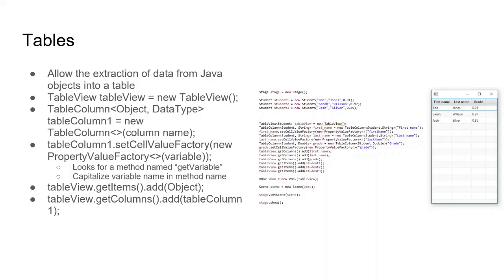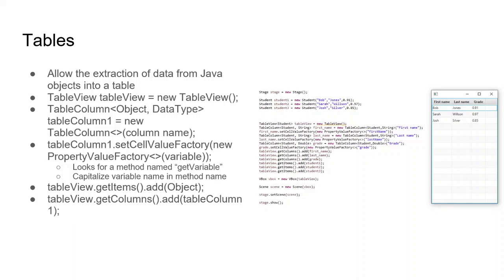So to create a table, first you want to create a table view object. Each table view object will contain multiple table columns, which are the labeled things that contain your data. Each table column is initialized with the object that it takes in, as well as the data type of the parameter that it is looking for. For example, in the example on the right, our first column, first name, takes in a student object and takes in a string from the student object.